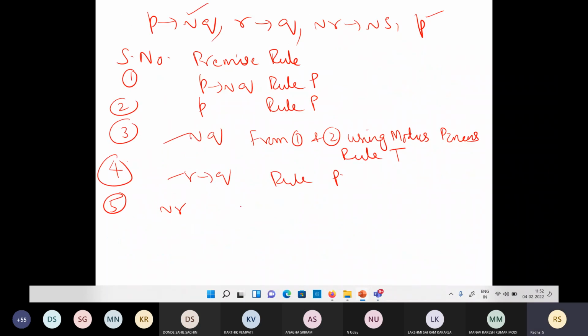Okay. So not Q, comma R tends to Q. If you combine these two things, what will you get? Not R. What rule have you used actually? What is that rule called? Modus tollens. Yes, ma'am.